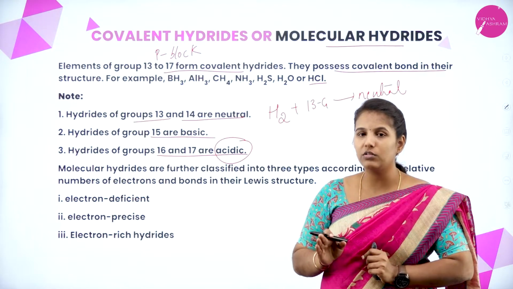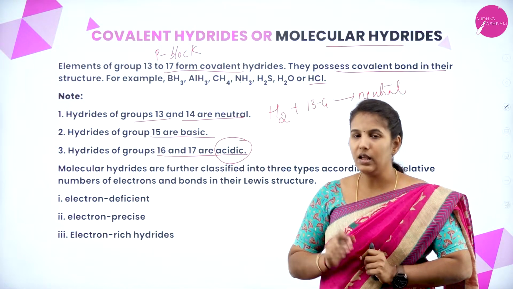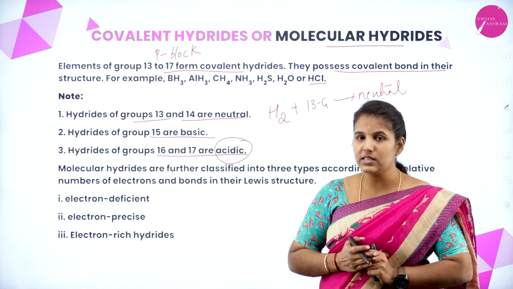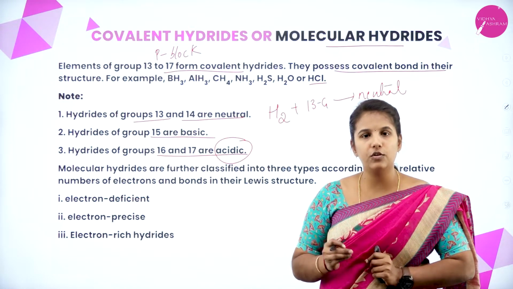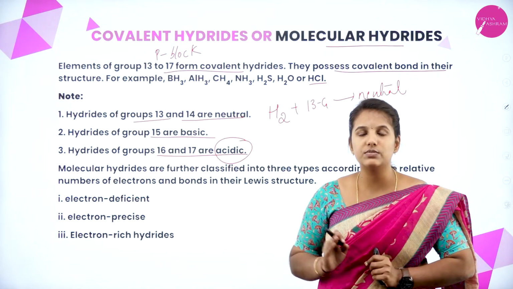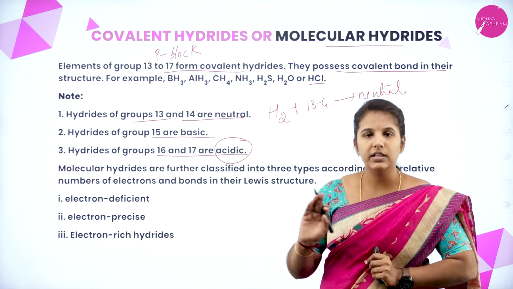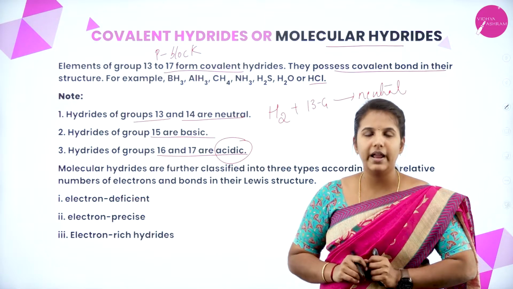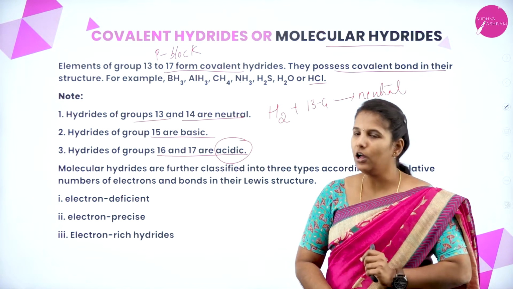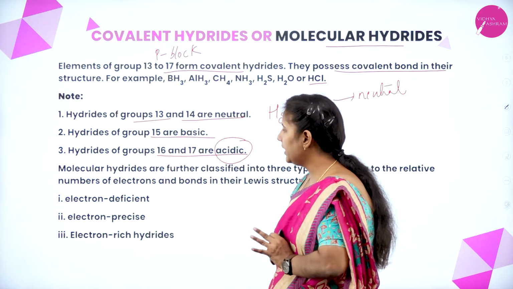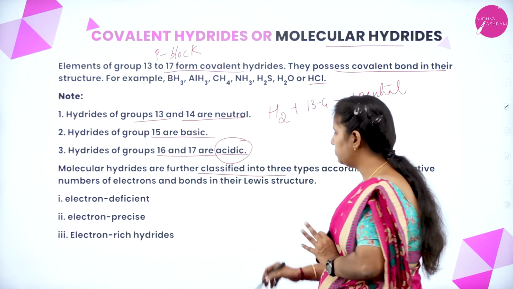I have left out the noble gases here because I do not consider the noble gases to react with hydrogen, because we know that noble gases will not react with any other element. That is why I have left out group 18, and till group 17 I have considered as p-block elements. The molecular hydrides are further classified into three types.